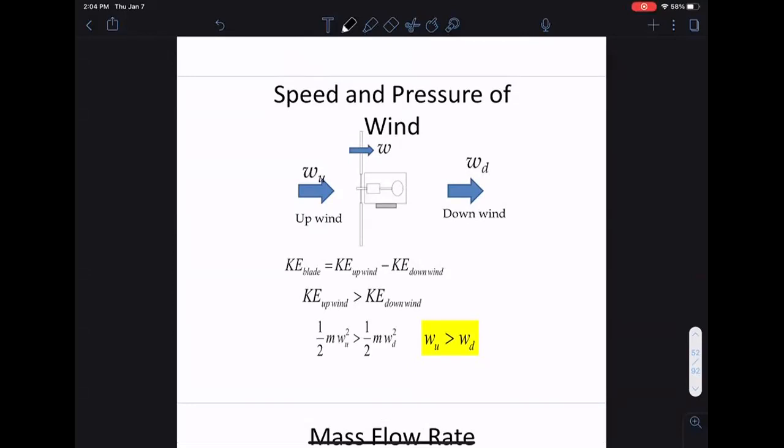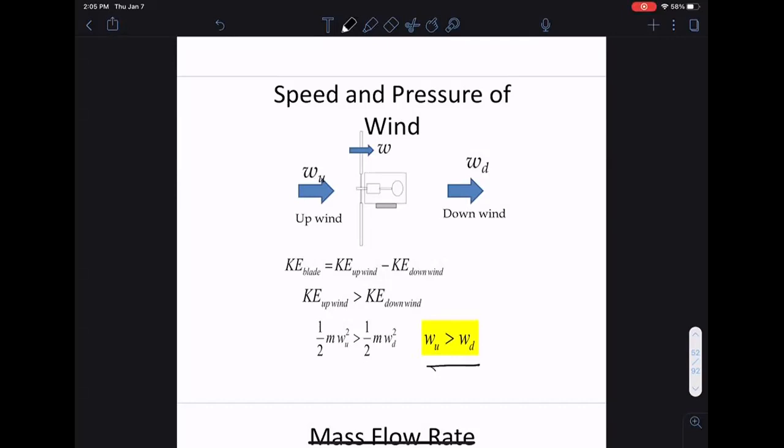Okay, so this is basically an assumption we'll have to make, right? The upwind is faster than downwind because the blade is capturing energy. Okay, so this air moves slower after passing the turbine, after passing the blade of the turbine.